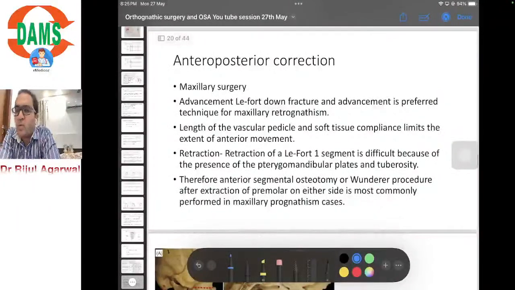So for anteroposterior correction, in the case of the maxilla, advancement is done via Le Fort 1 down fracture and advancement. The limit of this advancement is set by the length of the vascular pedicle and the soft tissue compliance, which limits forward movement. Retraction is difficult because of the presence of the pterygomandibular plates and the tuberosity.